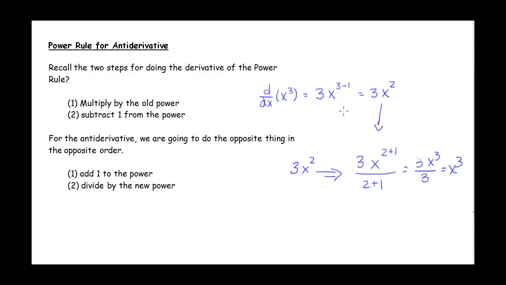One thing to notice is that you're doing the opposite thing. So we're adding 1 to the exponent instead of subtracting 1 from the exponent, and we're dividing instead of multiplying. But the other thing to notice is that we're doing it in the opposite order. So before, when we were doing the derivative, we multiplied by the power and we subtracted 1 from the power. This time we add 1 to the power first. That's the thing that we did second last time, and we divide by the new power. That's the thing that we did first when we were doing the derivative. So we're doing the opposite, and we're also going in the opposite order.